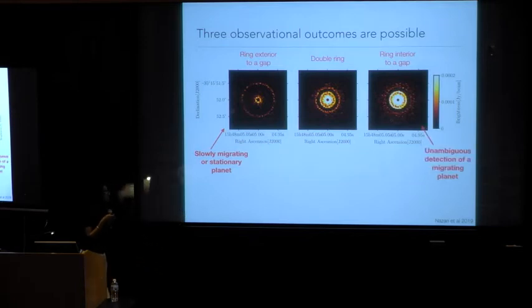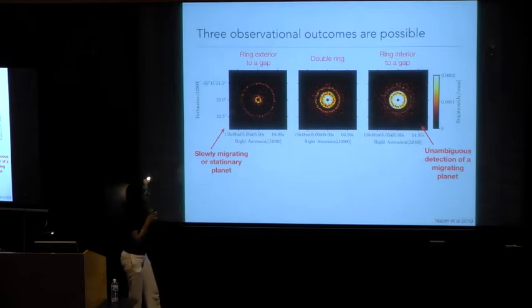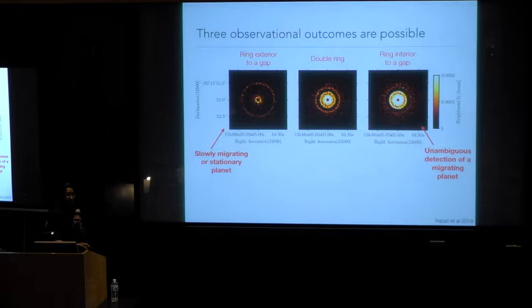The second possibility is that you have a ring interior to the planet. Sorry, interior to the gap. We wouldn't know if there's a planet there. If you've got a ring interior to a gap, so far we do not know of any other way in which you can actually form a ring interior to a gap. So that, we are suggesting, is an unambiguous detection of a migrating planet. However, the parameter space in which we would expect that to happen is in fact somewhat limited. And so the more likely observational outcome that we might see as a result of a migrating planet is a double ring structure. This is the middle panel that we have here.